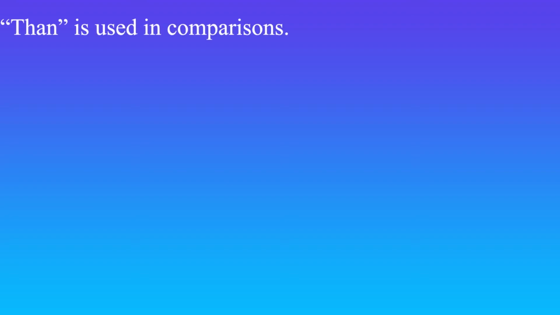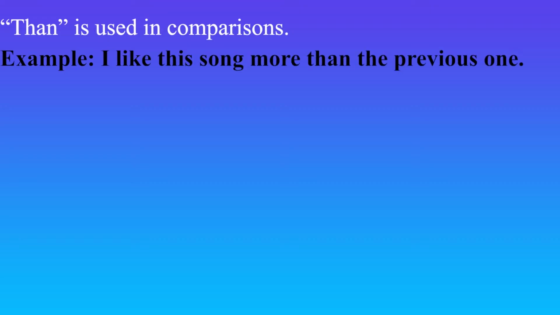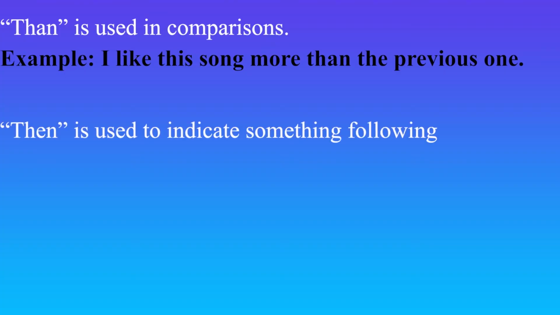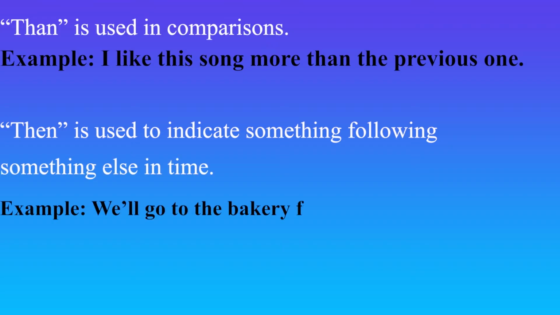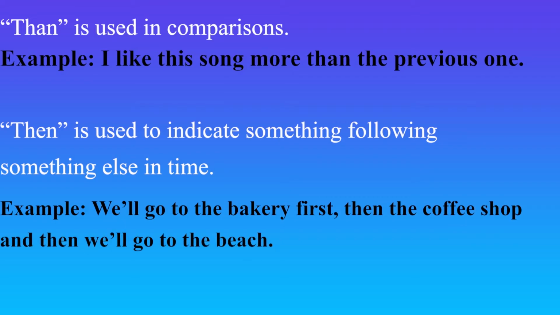Than versus then. "Than" is used in comparisons. For example, I like this song more than the previous one. We compare these songs. That's why we use "than" with an A. Another word, "then", is used to indicate something following something else in time, as in step-by-step instructions or a playing schedule. For example, we'll go to the bakery first, then the coffee shop, and then we'll go to the beach.